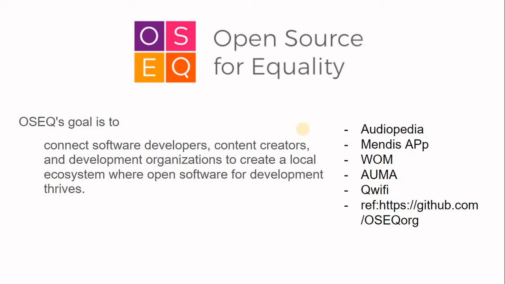Open Source for Equality, also known as OSEC, has supported a number of projects implemented in Nigeria, Uganda, India, Pakistan, Rwanda, Tanzania, Brazil, Ethiopia, and many more other countries. Some of these projects include Audiopedia, Mendy's app, WOM, which we are going to look at shortly, OMA, Kwefe.